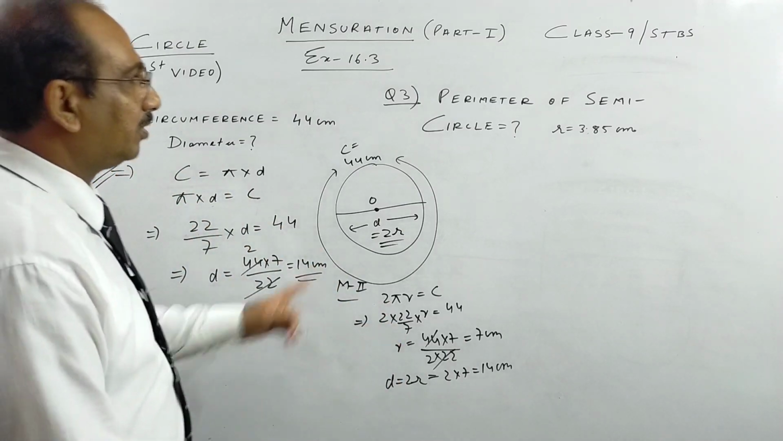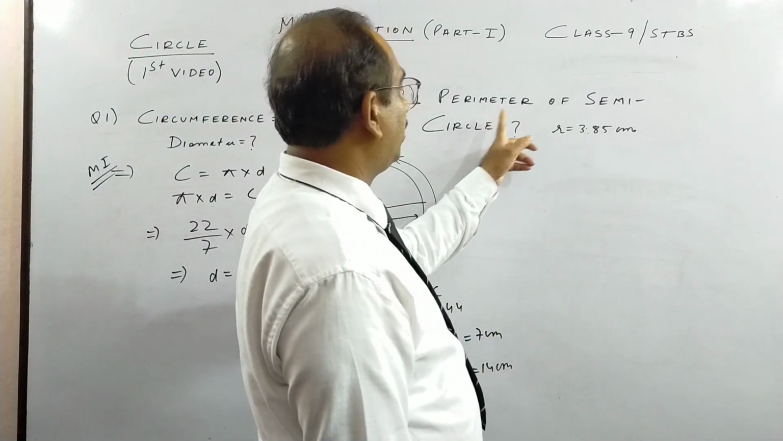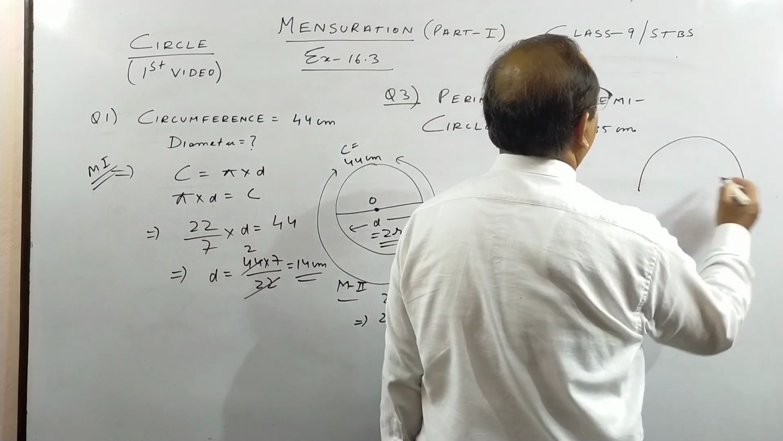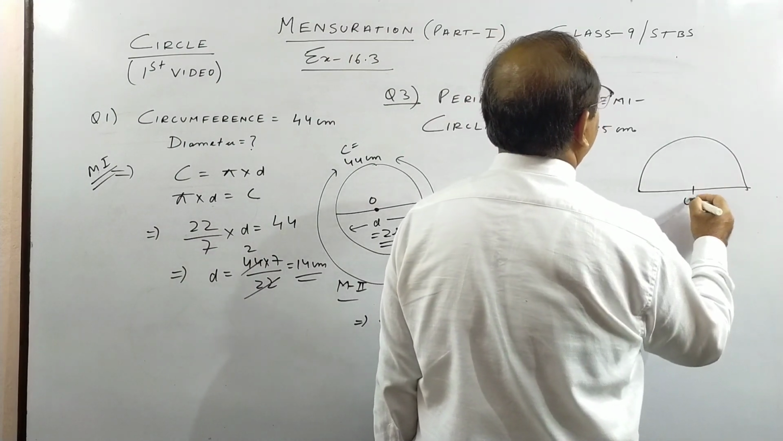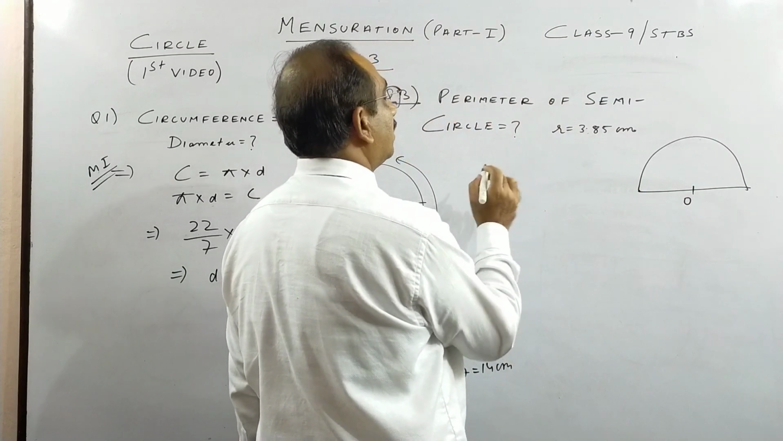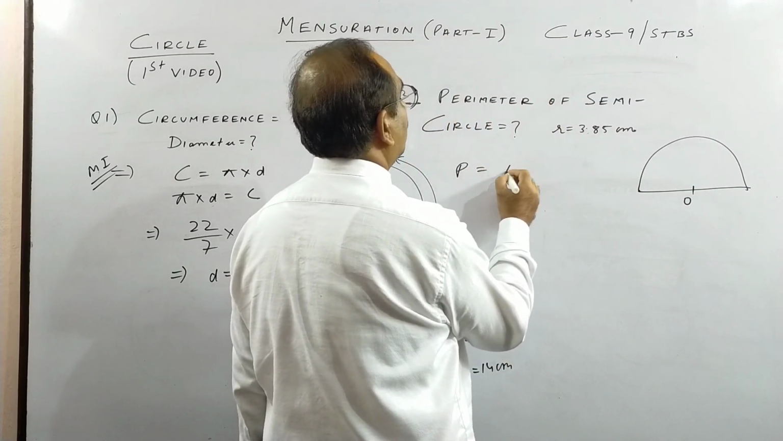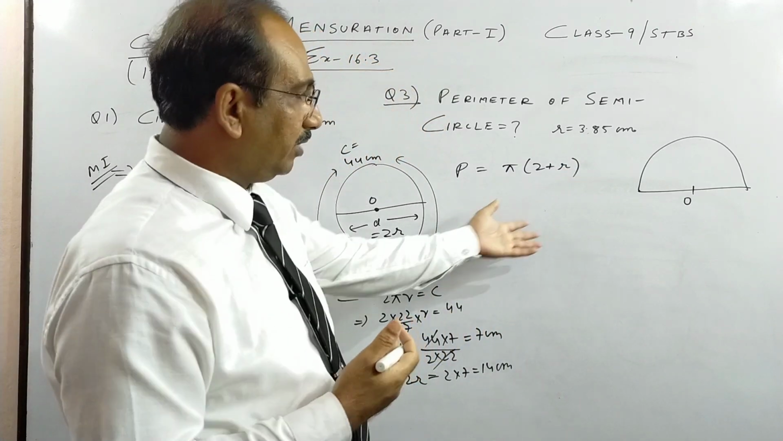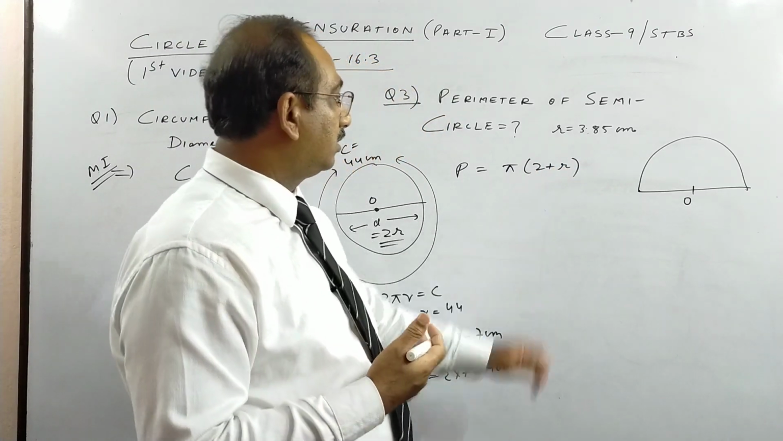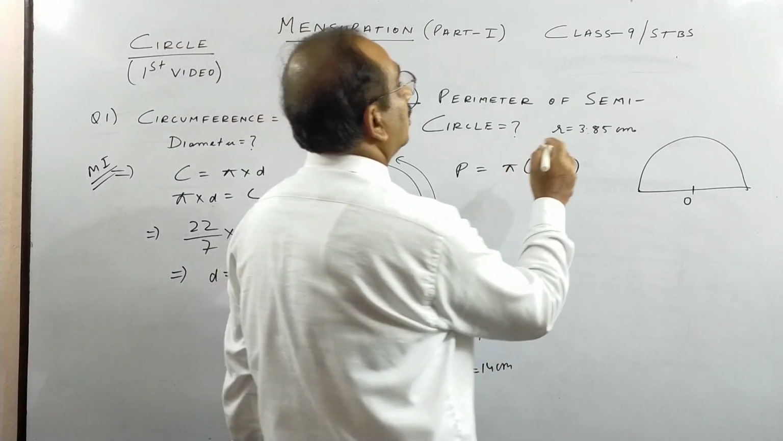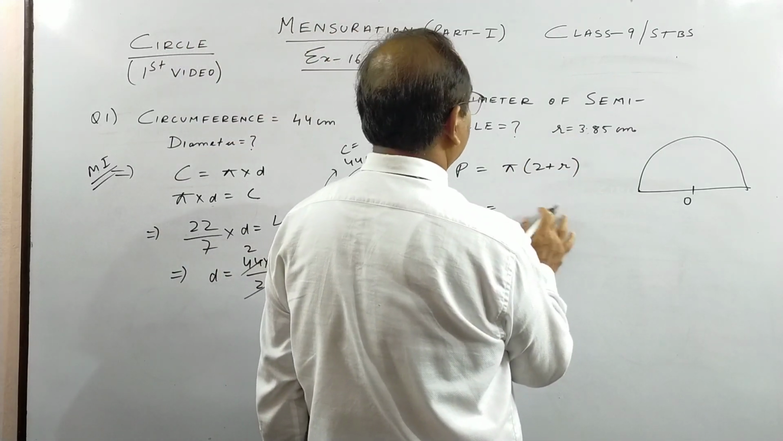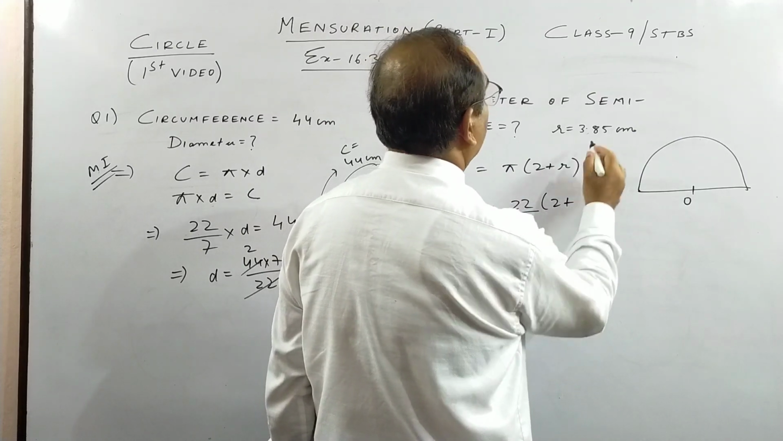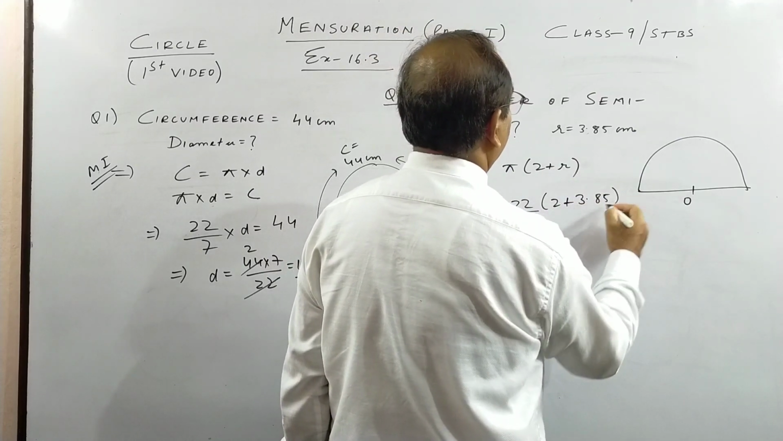So this was question 1. Question 2, find the perimeter of a semicircular plate. So we have to find the perimeter. As I told you, the perimeter of a semicircular plate, a semicircle, is, if you remember, r times pi plus 2. Remember, pi is 22 by 7 when nothing is mentioned, and r is 3.85.